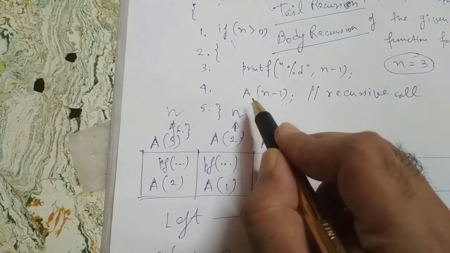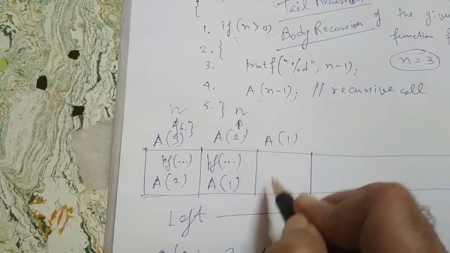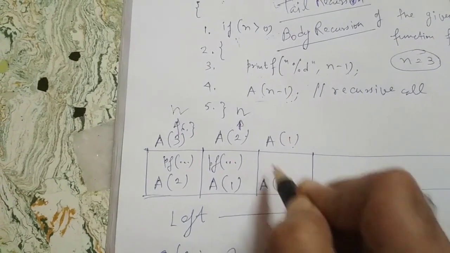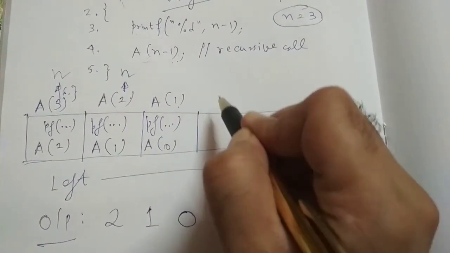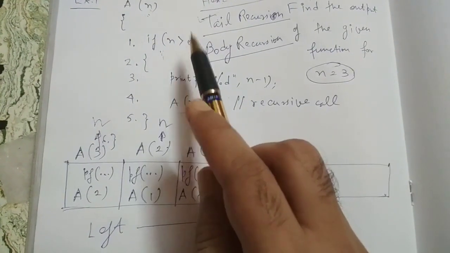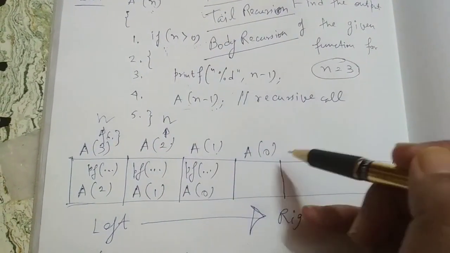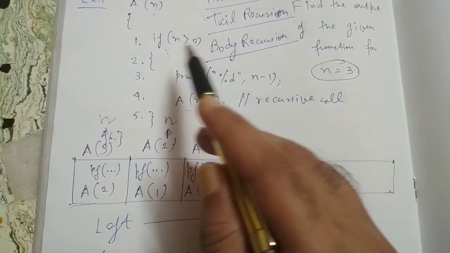And then you make a call. What do you make a call to? You make a call to n minus 1. N is 1, so 1 minus 1 is 0. So you make a call to a of 0, having executed the printf statement. Now when you make a call to a of 0, an activation record will be created. Now you check, is this condition satisfied? No, this condition is not satisfied because 0 is not greater than 0. So you will not enter this body.